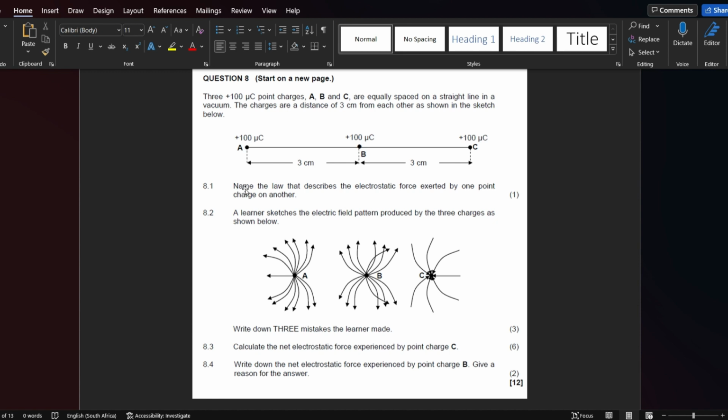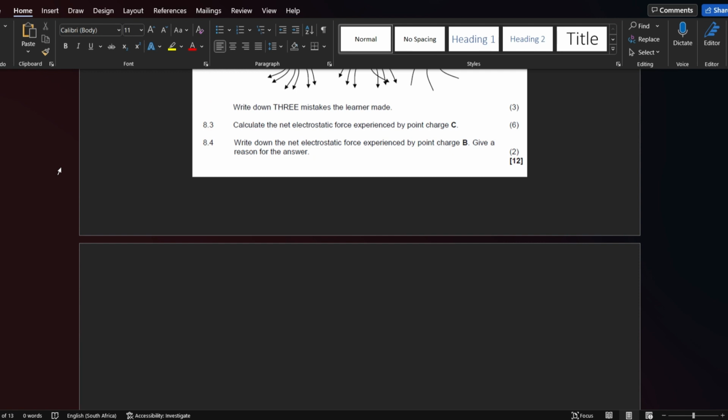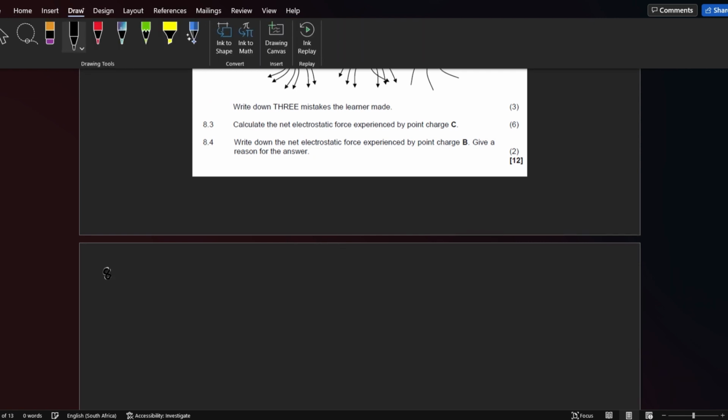Okay, 8.1 asks, name the law that describes the electrostatic force exerted by one point charge on another. And there's only one law which describes this, and that is Coulomb's law. So 8.1, the answer will be Coulomb's law.